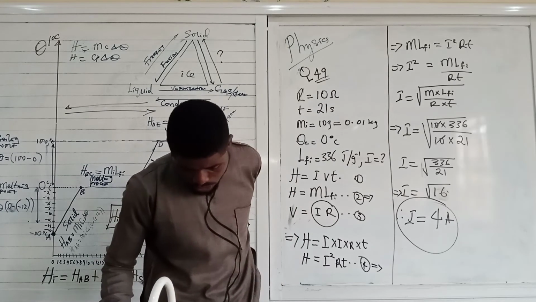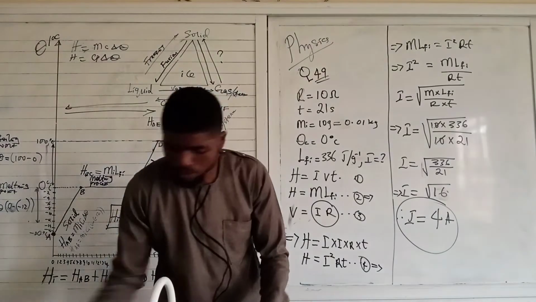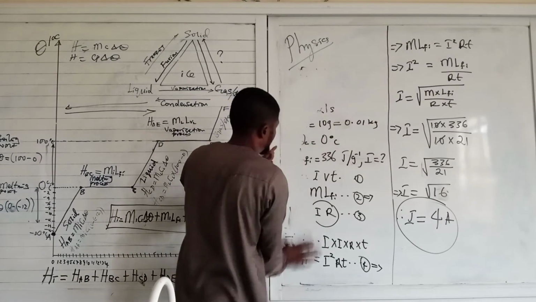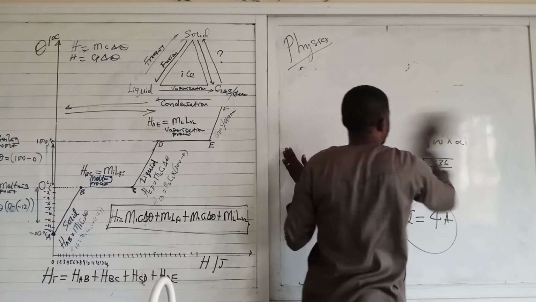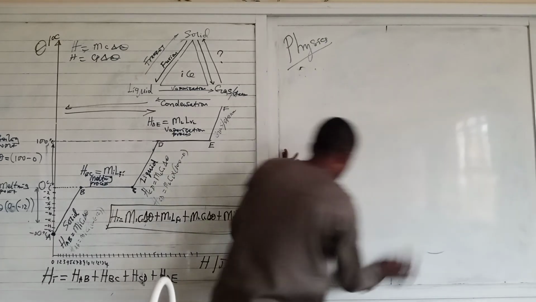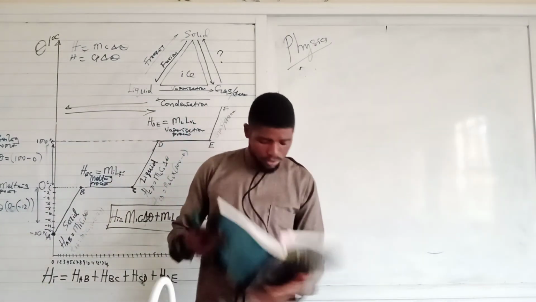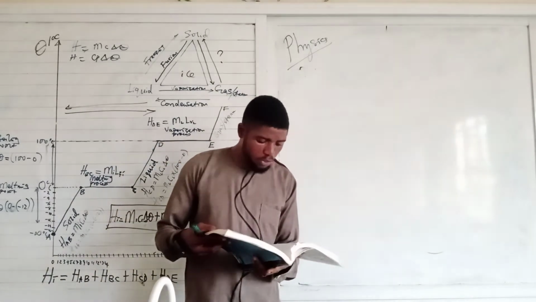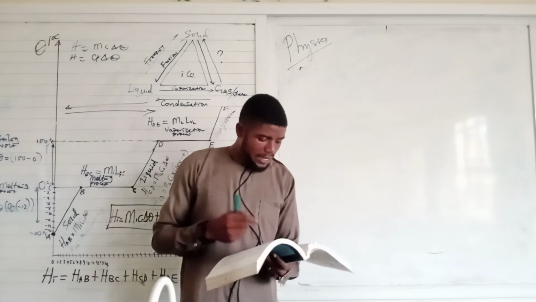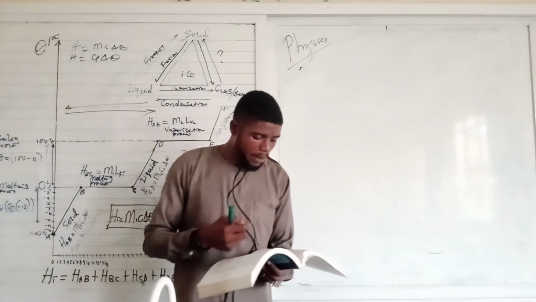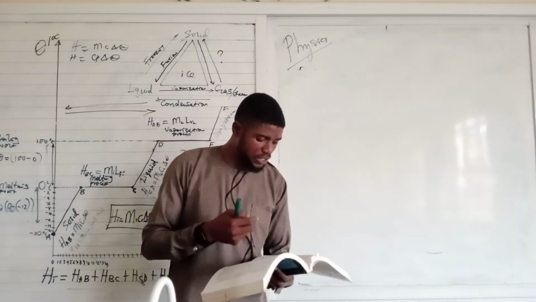So let us quickly look at question number 50. Question number 50, page 221 of this book. Heat is applied to a test tube containing 100 grams of ice at its melting point. The ice melts completely in 1 minute. What is the power rating of the source of heat? Latent heat of fusion of ice is 336 joule per gram.